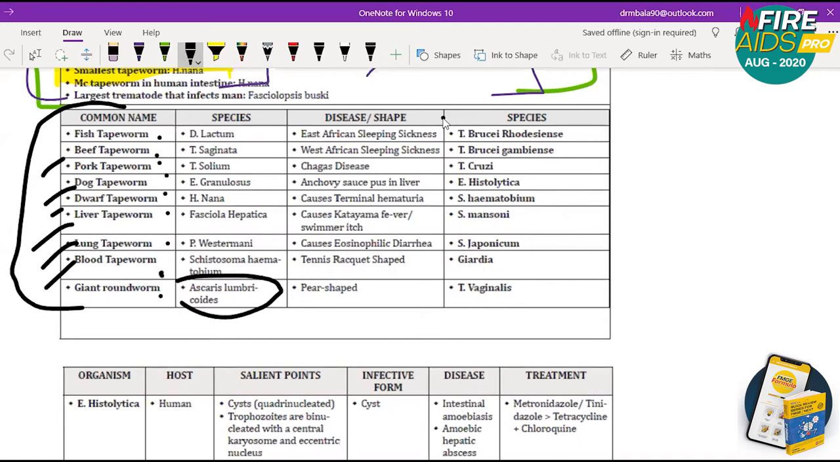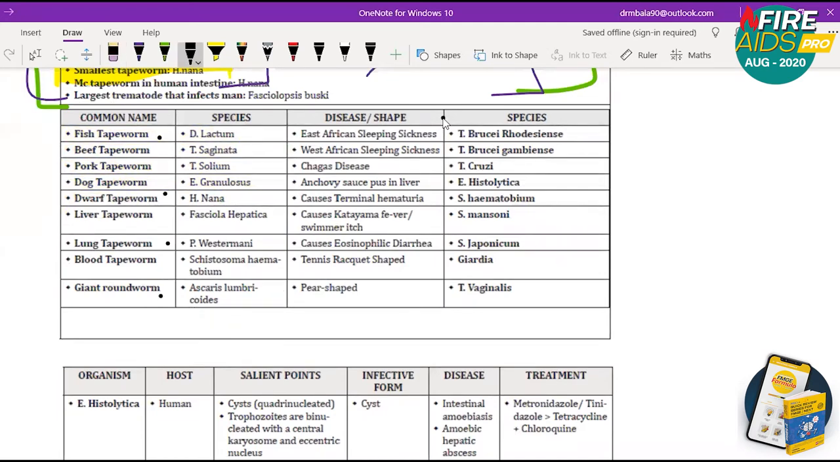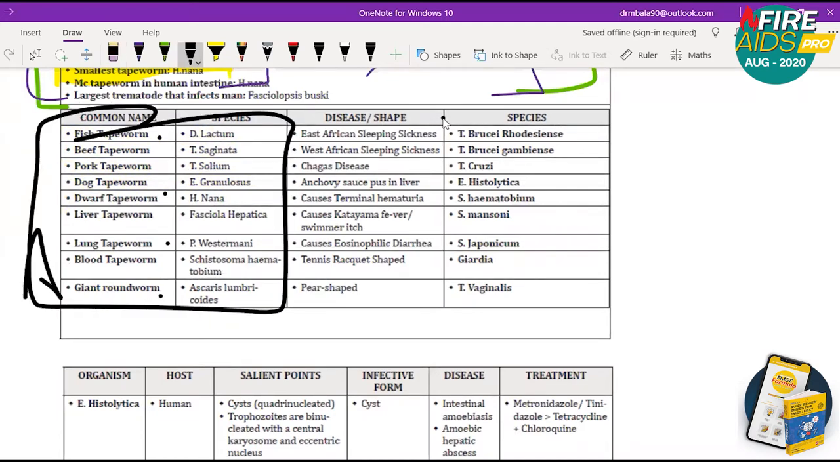Out of which, the most common things that appear in the exam are beef, pork, fish, and dog. So these four are highly, highly important. If you can't memorize everything, that is okay. But if you can't memorize the first four, that is going to be a big problem in your examination. These are straight questions, so I don't want you guys to miss these points. I collected everything and put it in one table, so this is highly essential for you.